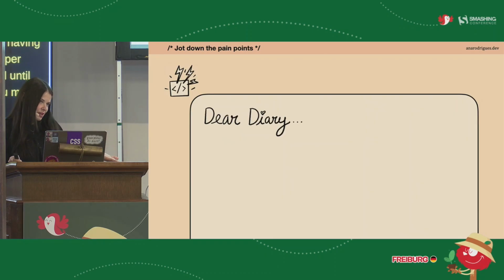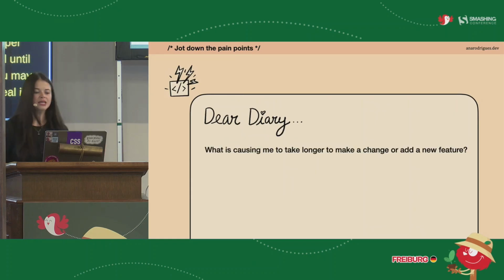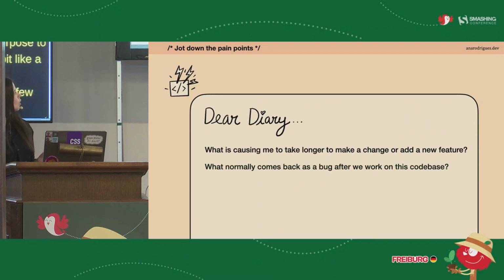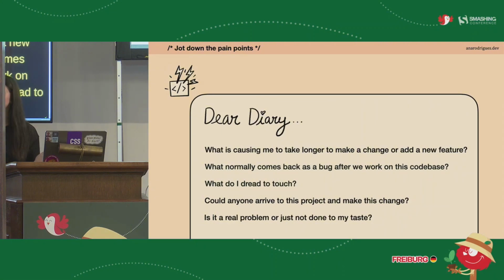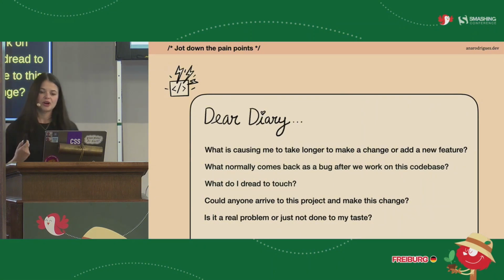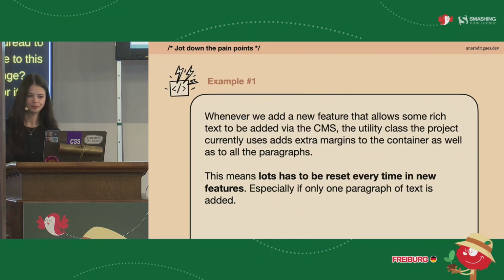But it's a little bit like a therapy session. You should ask yourself a few questions and document them. What is causing me to take longer to make a change or add a new feature? What normally comes back as a bug after we work on this code base? What do I dread to touch? Could anyone arrive to this project and make this change? Is it a real problem, or is it just not done to my taste? So I thought I'd share some real-life examples of pain points that I've recently experienced.